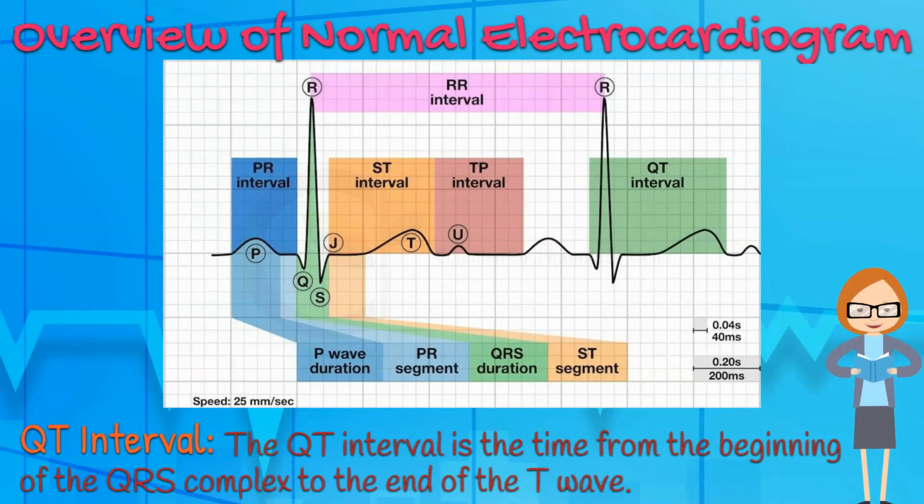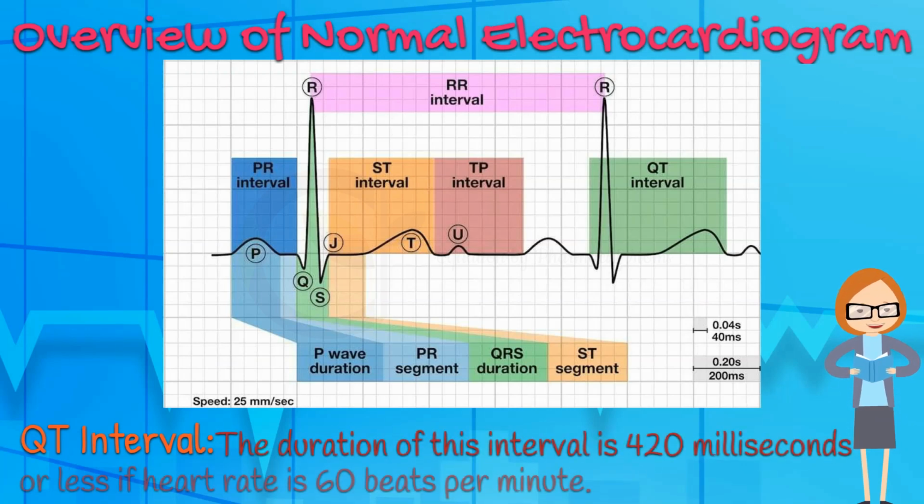The QT interval is the time from the beginning of the QRS complex, representing ventricular depolarization, to the end of the T wave, resulting from ventricular repolarization. The duration of this interval is 420 milliseconds, or less if heart rate is 60 beats per minute.